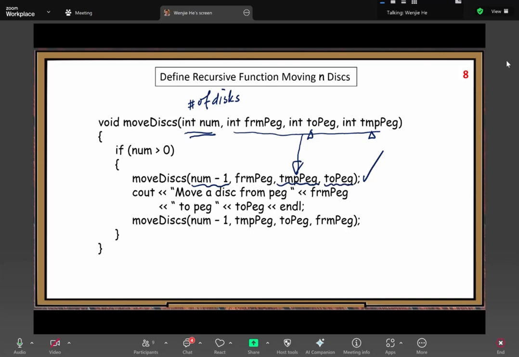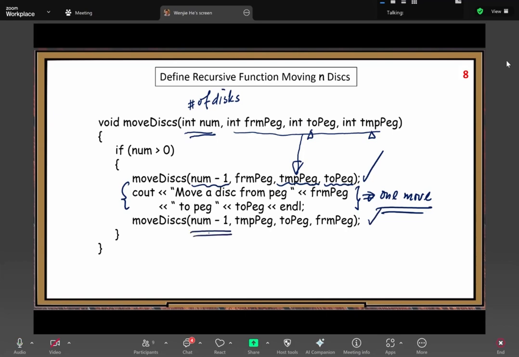All right. Then the middle part. You print out the message. This printout message is just a simulation. So you use this statement, simulation of the move. So that is one move. That tells us it's one move in the simulation. All right. After that, you do another recursive function call.